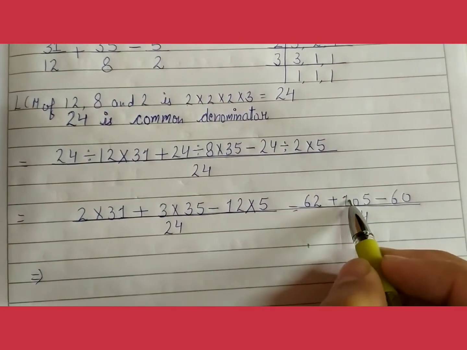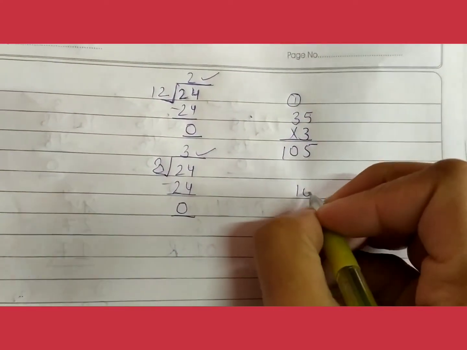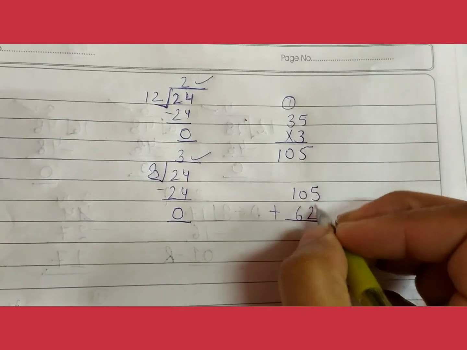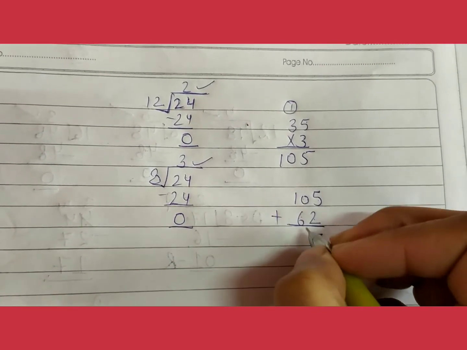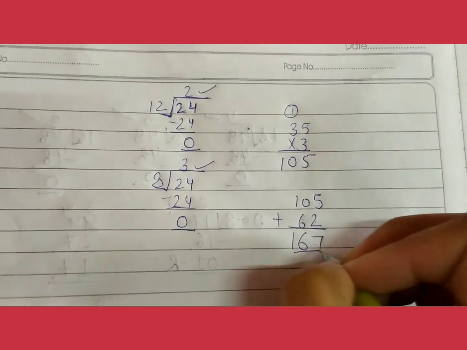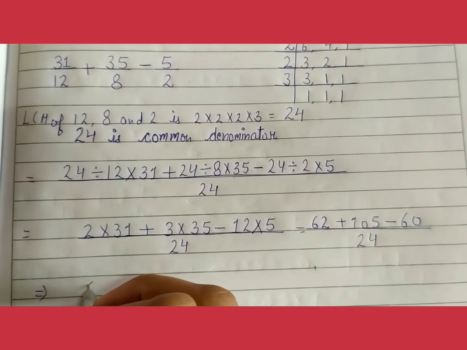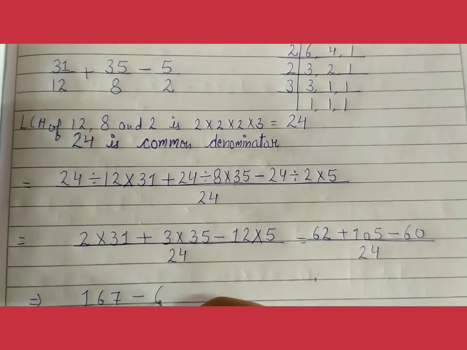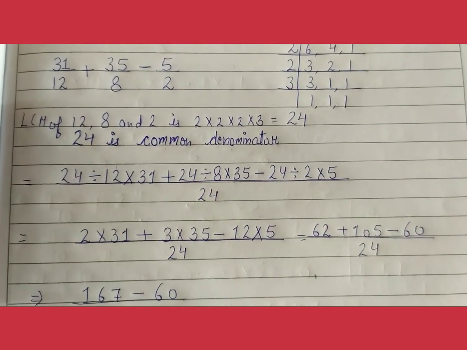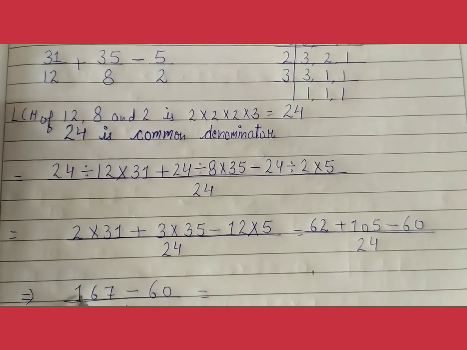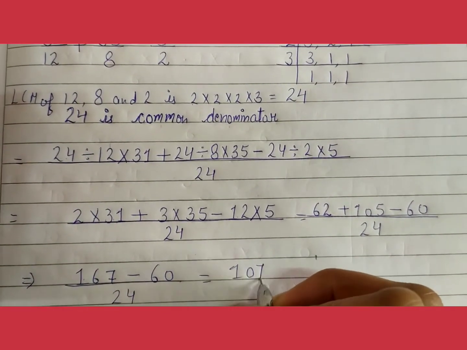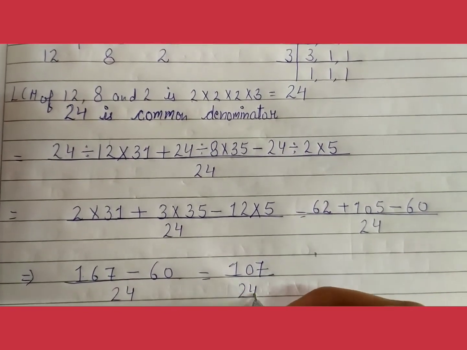Firstly add these two numbers. 105 add 62. 5 plus 2, 7. 0 plus 6, 6. 1. Your answer is 167. Subtract 60 upon 24. 167 minus 60 equal to 107 upon 24.